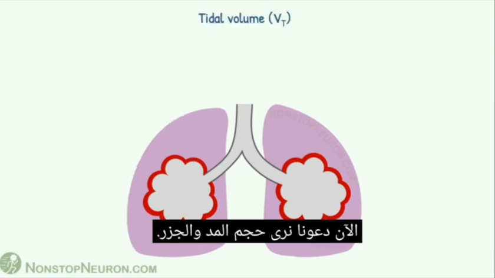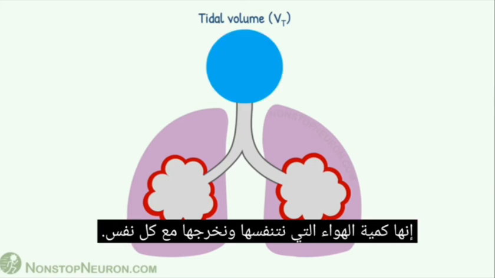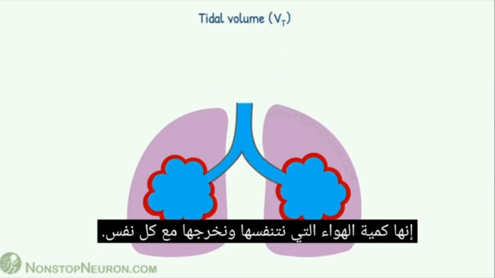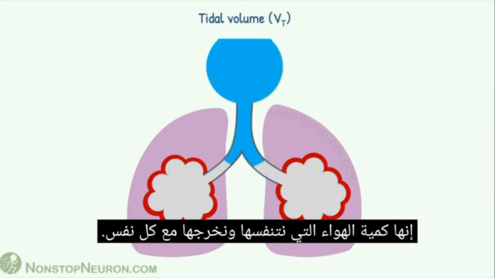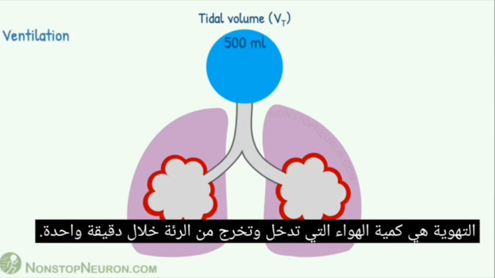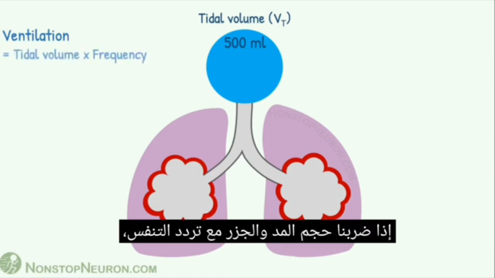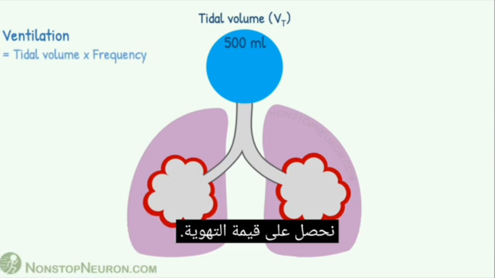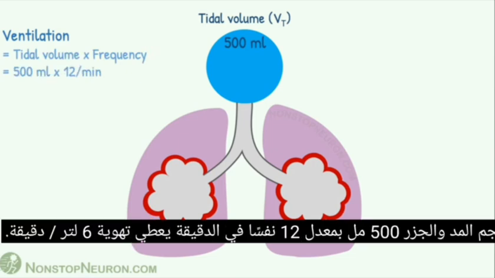Now let's see tidal volume. It's the amount of air that we breathe in and out with each respiration. Normally it's about 500 ml in adults. Ventilation is the amount of air that moves in and out of the lung in 1 minute. If we multiply tidal volume with the frequency of respiration, we get the value of ventilation. A tidal volume of 500 ml at 12 breaths per minute gives a ventilation of 6 liters per minute.